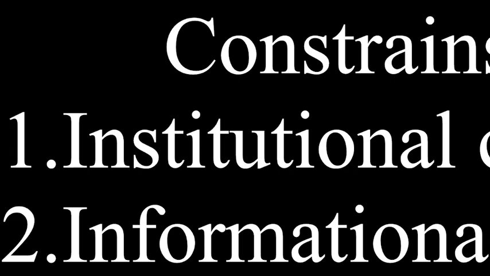What are the constraints of IPM? One, we have institutional constraint. IPM requires an interdisciplinary approach to solve pest problems. Lack of coordination among different institutions is a constraint. Research programs based on farmers' needs are lacking. Number two, informational constraint. There is lack of information on IPM among farmers and extension workers. Lack of training on IPM is also a problem.